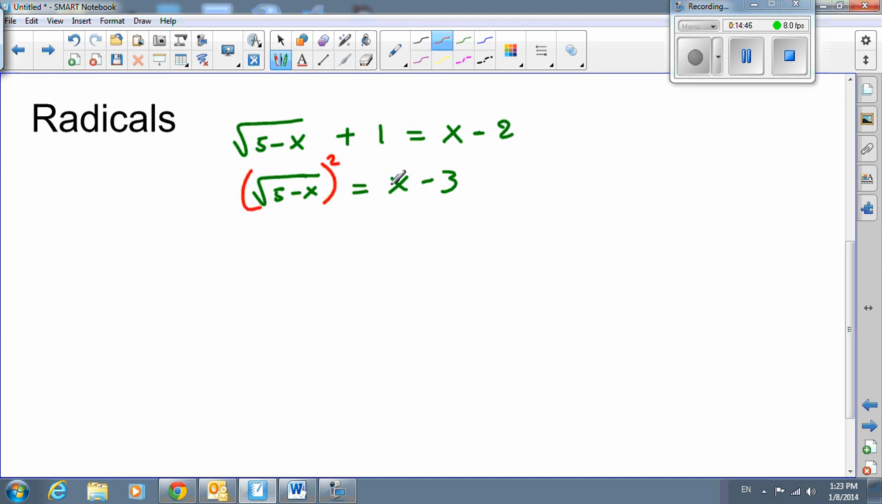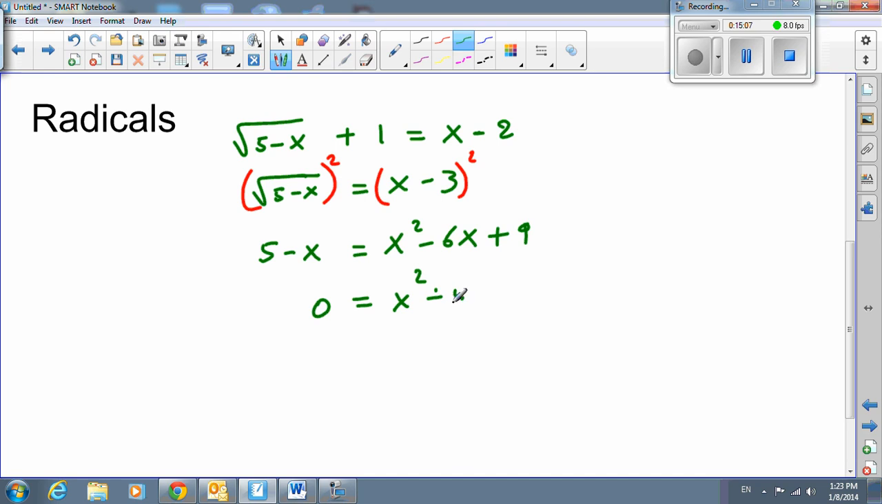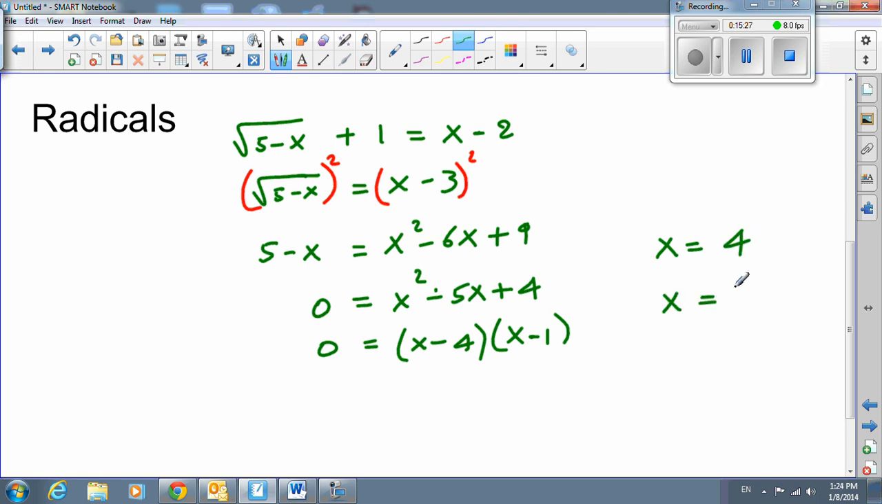So what I will do is square both sides. And if you square both sides, you will end up with 5 minus x is equal to x squared minus 6x plus 9. I'll move everything to the right side to get 0 is equal to x squared minus 5x plus 4. Well, this is an easy one to factor. That will be x minus 4 and x minus 1 is equal to 0. So my two solutions will be x equal 4 or x equal 1.